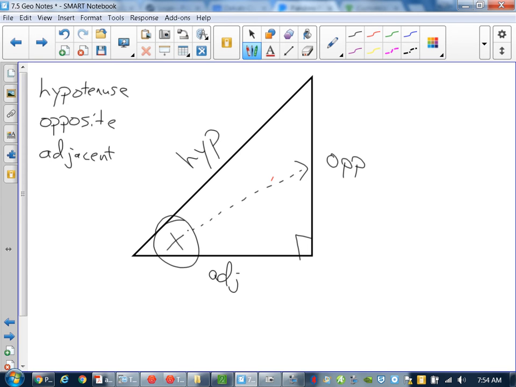Okay. Which modifies a noun or pronoun. That was a great description.